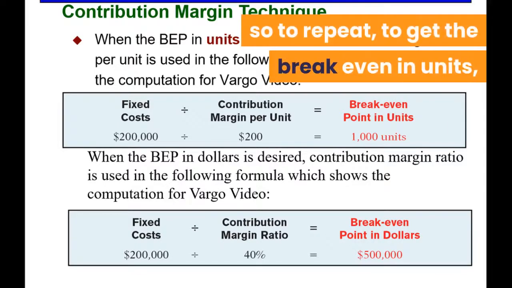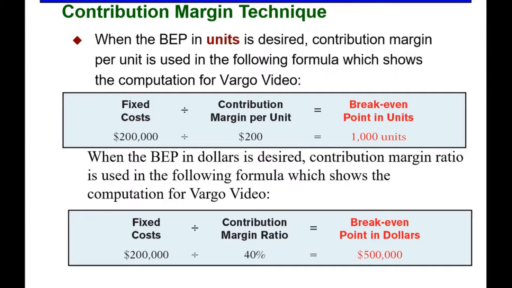But this time I use the contribution margin ratio, 40%, and I will get the break-even in dollars. So to repeat, to get the break-even in units, you divide the fixed costs by the contribution margin per unit. To get the break-even in dollars, you divide the fixed costs by the contribution margin ratio.